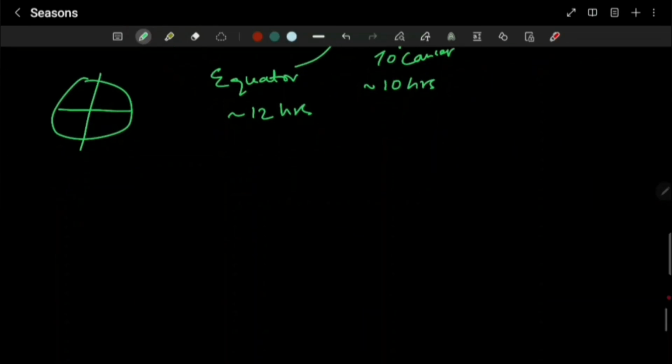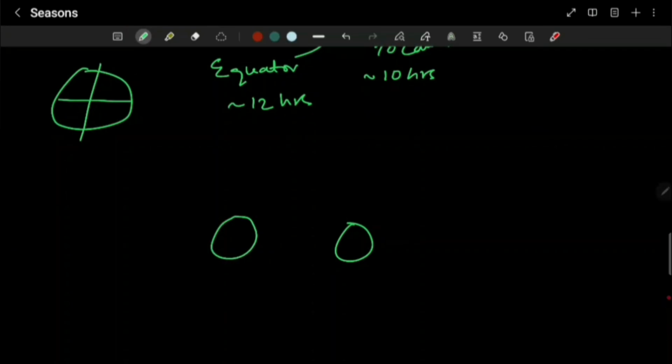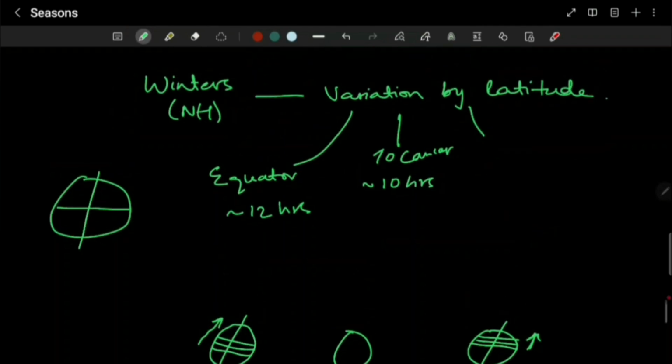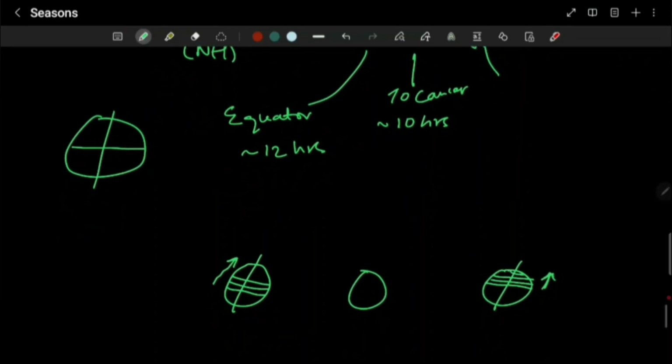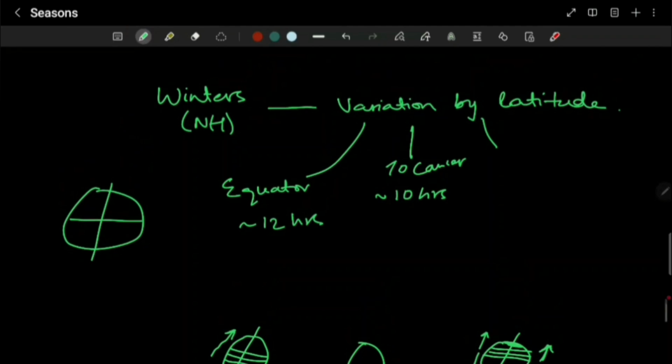Earlier at this position, summer solstice, along the latitudes, the length of day was increasing. Now at winter solstice, along the latitudes, the length of day is decreasing. Why? Because here it is continuous night, and here it is continuous day. So the length of day will increase in the southern hemisphere during winter solstice, and the length of day will decrease in the northern hemisphere during winter solstice. I hope you understood.